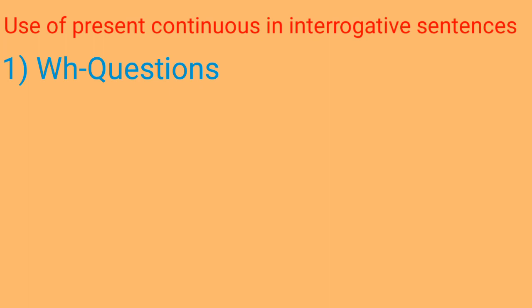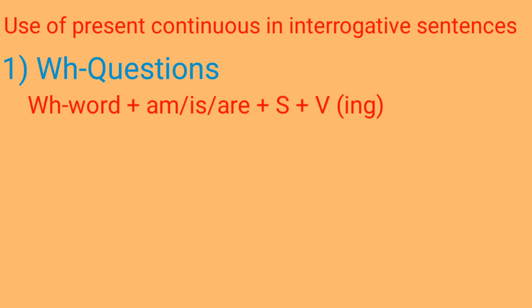I have already cleared in my previous video that interrogative sentence means questions, and interrogative sentences have two kinds, WH questions and verbal questions. So we are going to start with WH questions of present continuous. For WH questions in present continuous tense, we have to use this structure: WH word plus am, is, are, any one of them, plus subject, and then plus verb ing form. After this you will have the remaining sentence if there is one, and then finally a question mark at last.